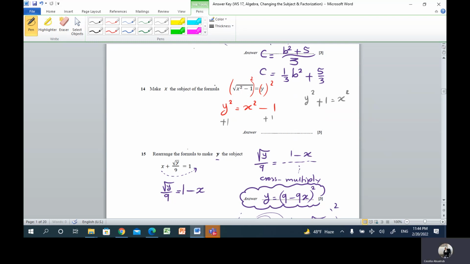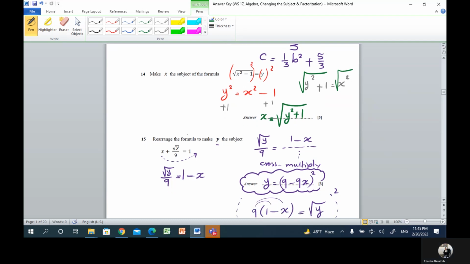But what we're looking for is only x. So we're going to square root each side. So x is equal to square root of y squared plus 1. And this is how we change the subject into x.